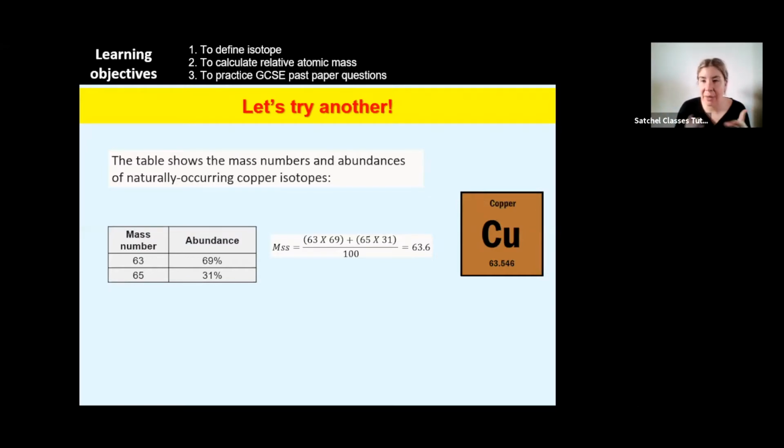If you're not sure how many decimal places or significant figures to give it to, usually in the GCSE paper they will tell you, they'll say give your answer to 3 significant figures. If not, then you can give it to more, but I would suggest using the number of significant figures that they do in the question. So actually they've only used 2 significant figures, so you might have just put 64.